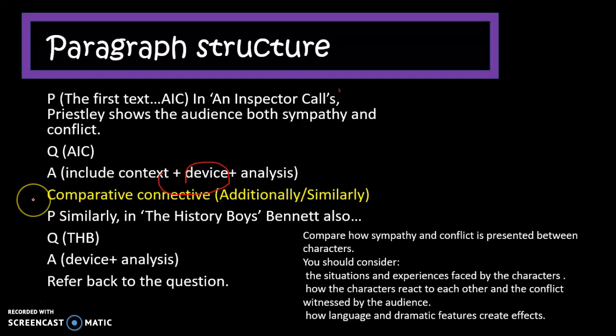Imperative here to include a comparative connective, so showing that you're comparing either a similarity or a difference. Remember to have a balance as well. Don't just aim for everything that's the same in both texts. Try to have a balance of similarities and differences as well.